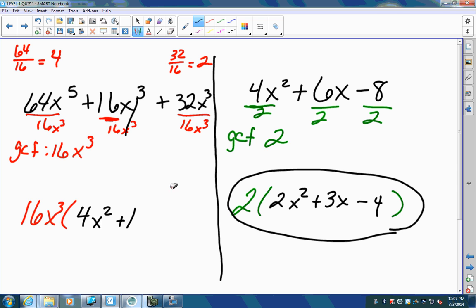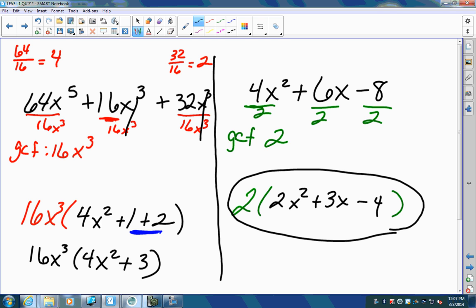Now, if you saw this, though, too, look. 32 divided by 16, 2. Those x's cancel out. What actually can go together inside that parentheses? Yeah, I can put these two together. 16x to the 3rd times 4x squared plus 3. I didn't mean to do that, but it just kind of worked out that way. I'm trying to point out about the x's so that we just get a little bit of a review, okay?